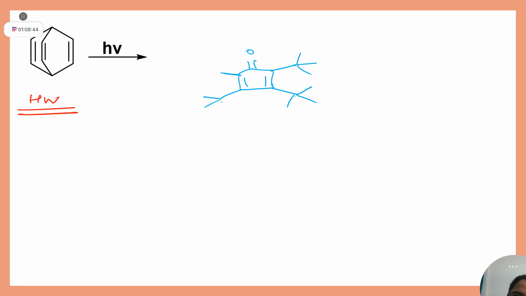Then H nu means light, and in a low temperature matrix it has been given. Low temperature matrix. I couldn't hear what you said after low temperature. At low temperature, what are you getting? Matrix. Low temperature matrix it has been given. Okay.